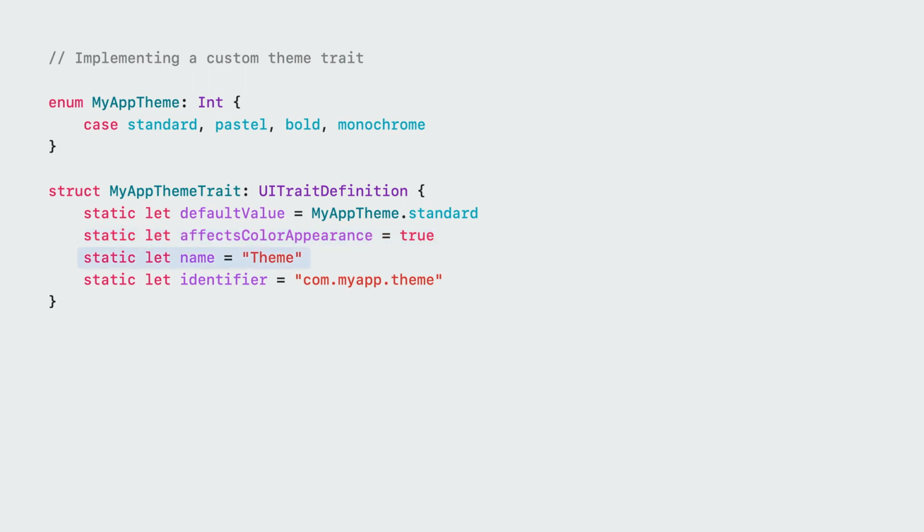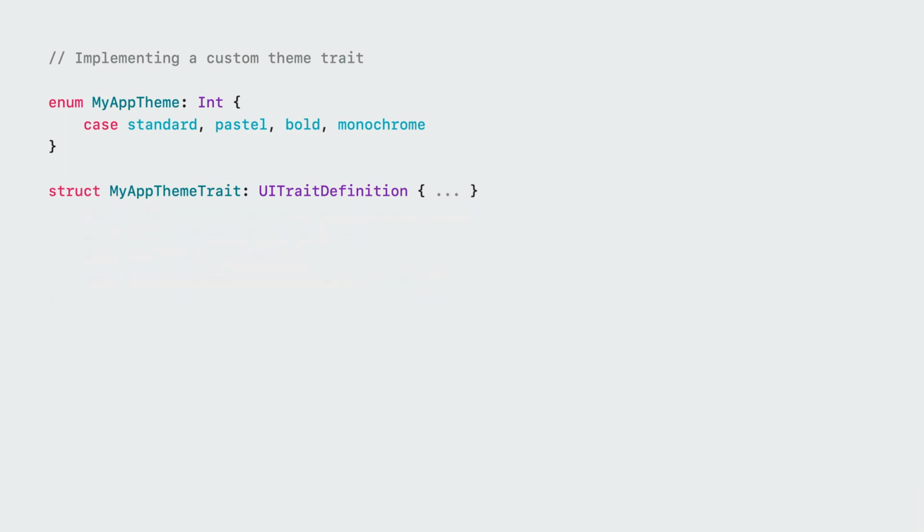Traits also have a name, which is used for things like printing the trait in the debugger. By default, it will use the name of the trait type itself, but I can give it a shorter name, like theme. And finally, I can provide an identifier string. The identifier makes the trait eligible for additional features, such as encoding. Use reverse DNS format to ensure each trait's identifier is globally unique in your app.